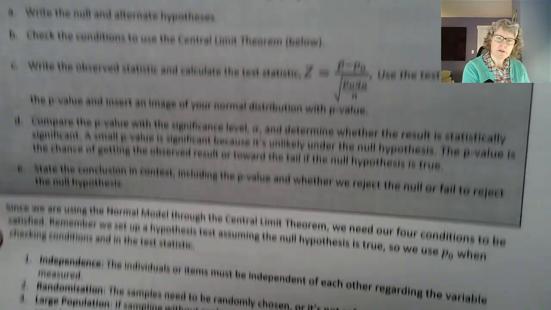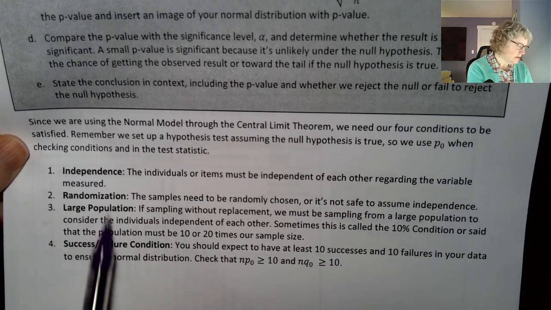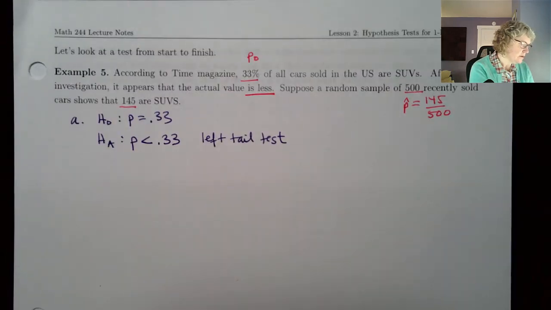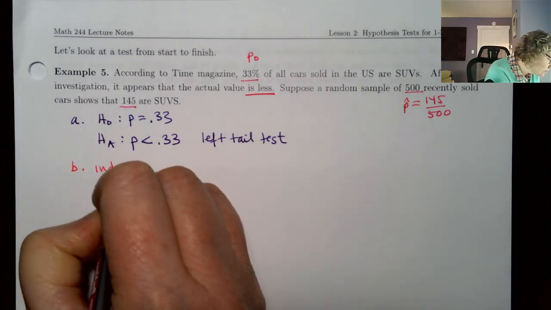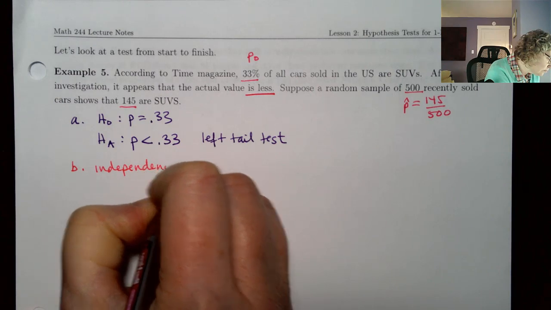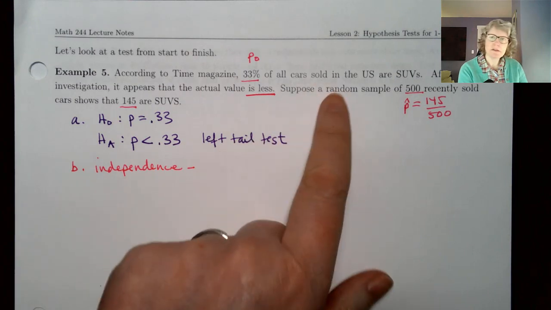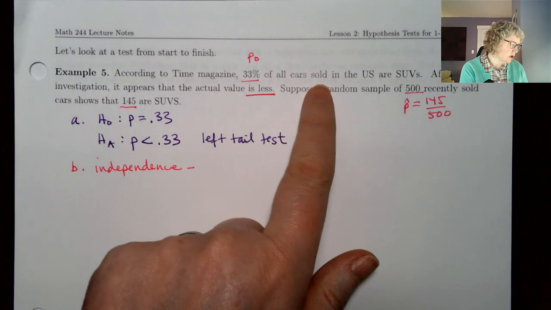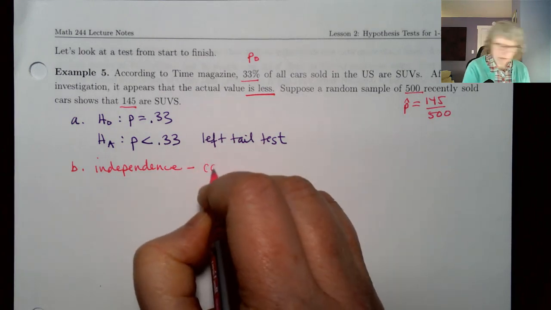Okay, B, check the conditions to use the central limit theorem, and I'm going to use these conditions down here. Okay, so independence, and I think I may have switched the order here, but the order doesn't matter so much. Let's go independence first. So this is B. Okay, so the cars must be independent, so we're looking at cars sold, right? Recently sold cars. All cars sold is our population. So cars sold have to be independent of each other in terms of the type.